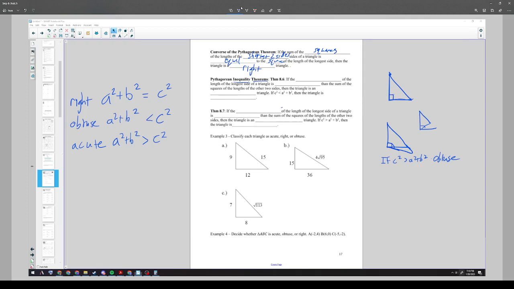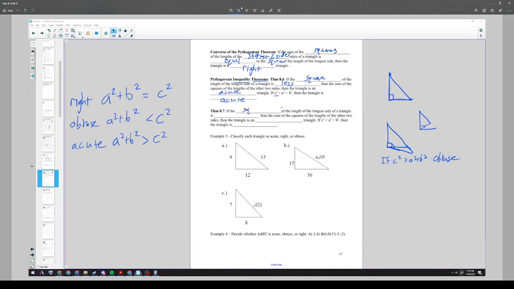I haven't read through these blanks. It says if the square of the length of the longest side, so that's our c squared, is less than the sum of the squares of the lengths of the other two sides in the triangle, it is an acute triangle. Oh, neat. They even write it with c squared first. Oh no, this is both options. And the triangle is an acute triangle. If c squared is less than a squared plus b squared, the triangle is acute. Is that just repeating the same thing? I guess so. Okay.